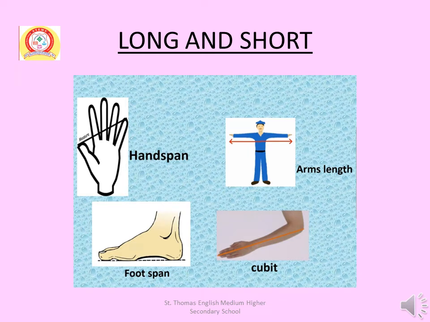In older times, people used to measure length by their hand span, arm's length, foot span or cubit. But this would give different measurements for the same length, that is, the length of the same object. This is not correct. We need a correct measurement of an object, whether you measure it or your friend measures it.